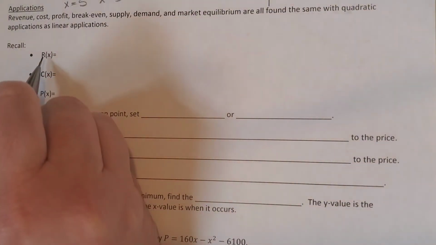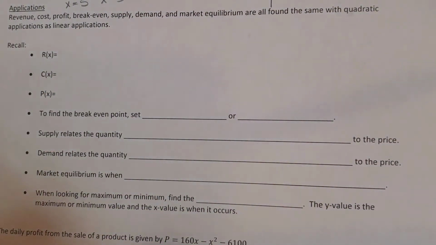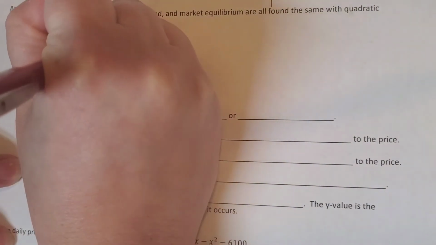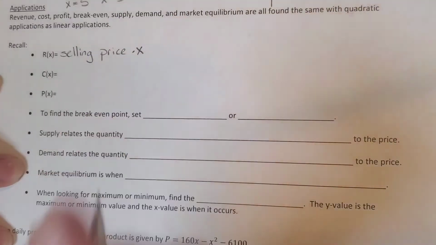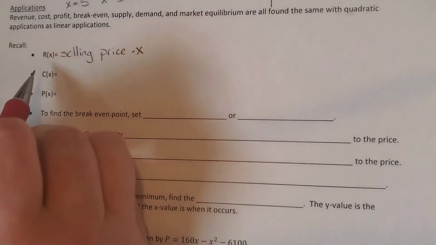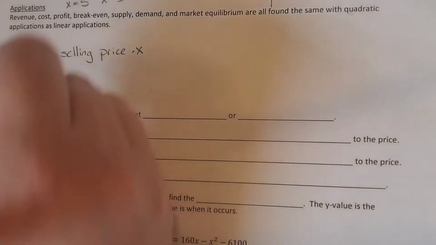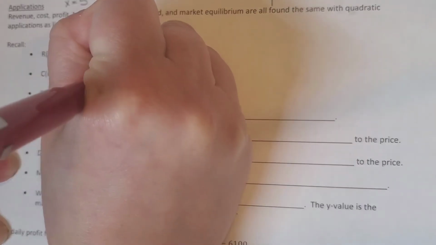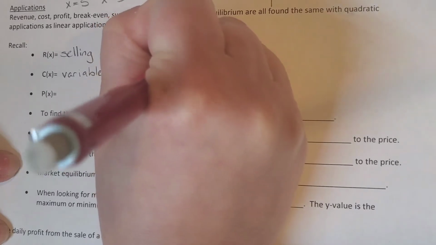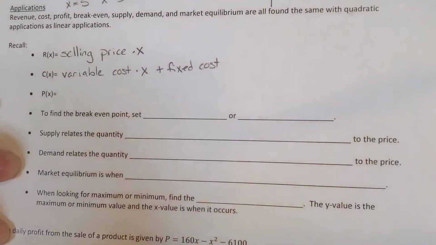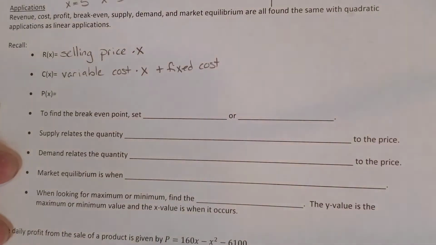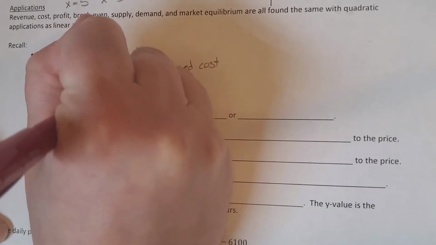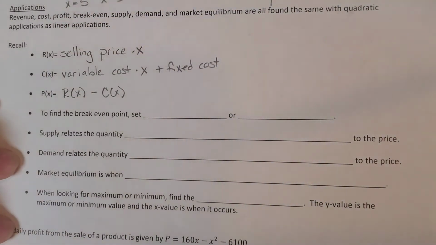So remember when we were looking for the revenue of a function, we found the revenue by taking the selling price and multiplying by x, the number of units. The C of x was the cost function. We found the cost function by multiplying the variable cost times x plus the fixed costs. And then the profit, we found by taking the revenue and subtracting the cost. And remember, you end up having to distribute your negative there.